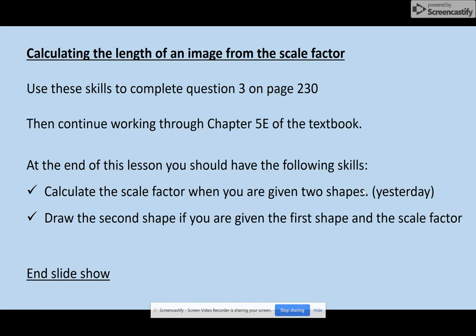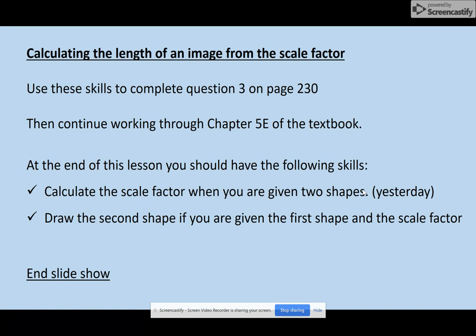All right, so using these new skills, have a look at question 3 on page 230, which I don't think you got up to yesterday. That's the question where you draw shapes on graph paper. And then once you've done that, just continue working through chapter 5E of the textbook. Get as much of that done today as you can.